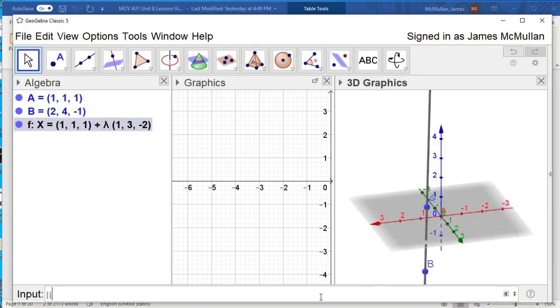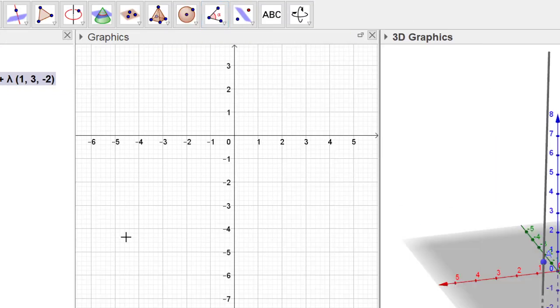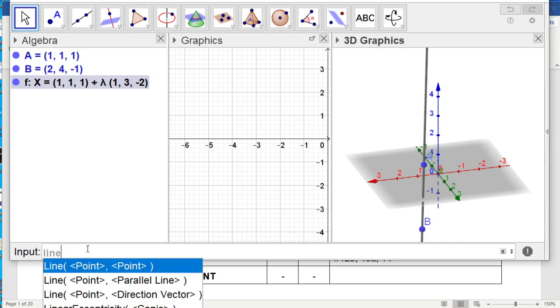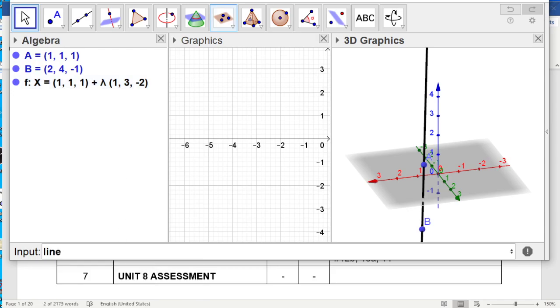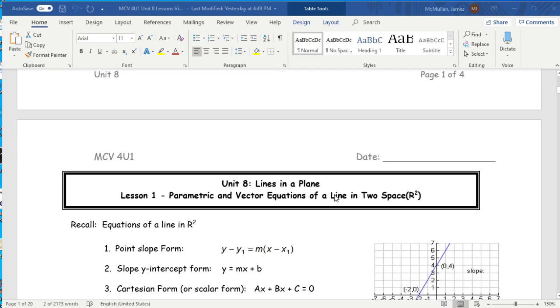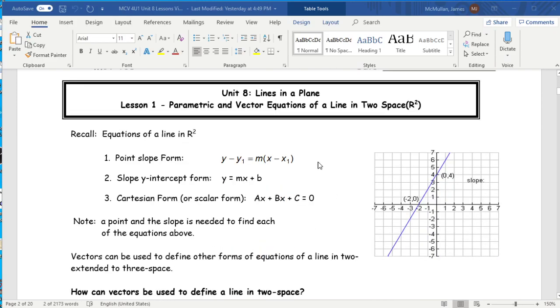If I type line, you can see what it might want. It says point and parallel line, or point and direction vector. Oh, you can't see that, I'm sorry. If I type line, this is the point I was just trying to make. It can do it with a point and a vector, a point and a parallel line, or a point and a point. So what we're going to do today is concentrate on how to understand this equation in 2 dimensions so that we can upgrade it to 3 dimensions when we need to.